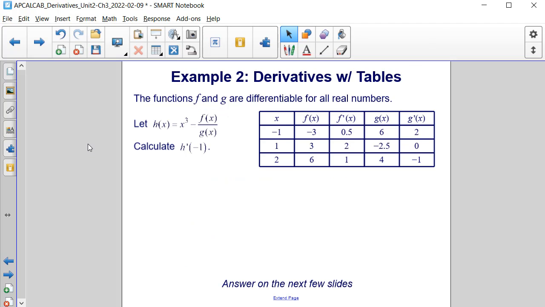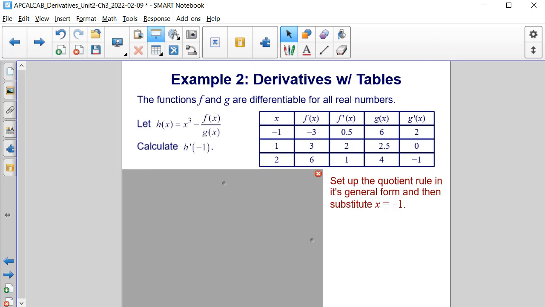Let's try another example. The functions f and g are differentiable for all real numbers. Let h of x be equal to x to the third minus f of x divided by g of x. Calculate h prime of negative 1. The first step is going to be to calculate the derivative of h of x, or h prime of x. First term is easy to differentiate. It's going to be 3x squared. But then we have to apply the quotient rule for the minus f of x divided by g of x.